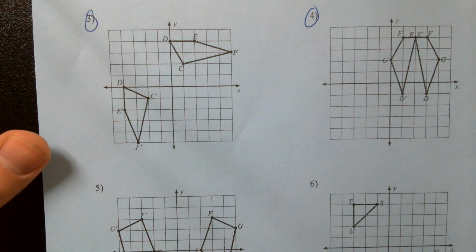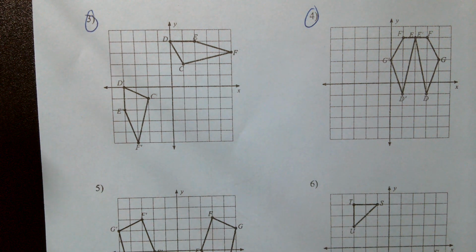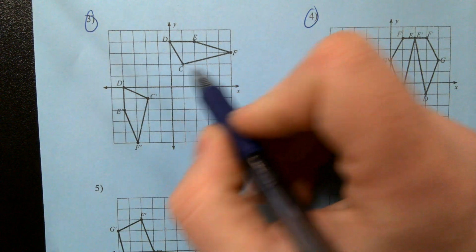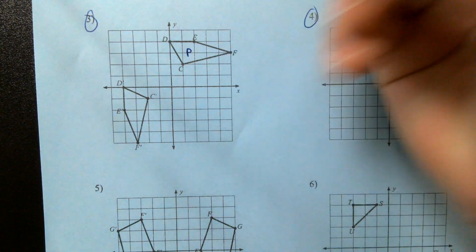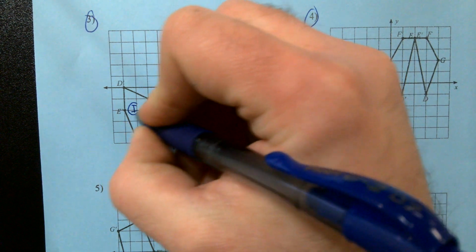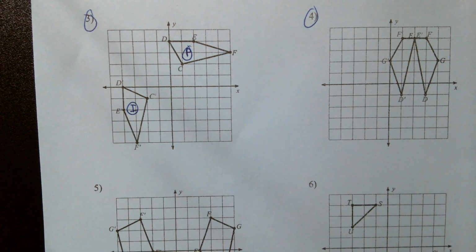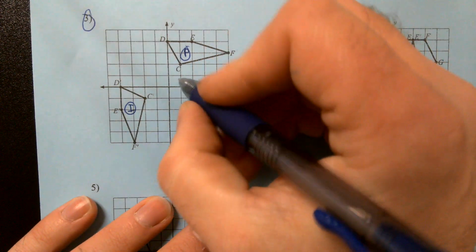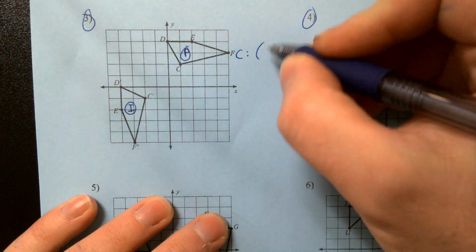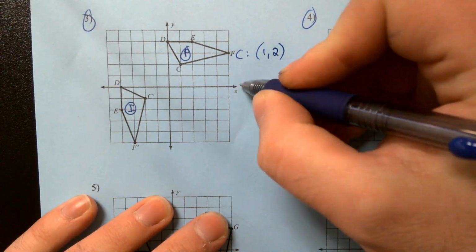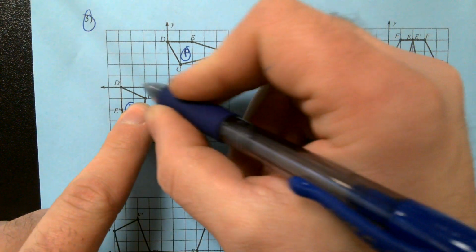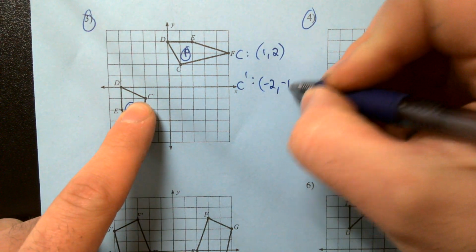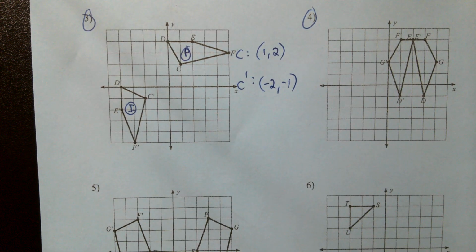What is my pre-image? That would be a good place for us to start, right? Where's my pre-image? On the top or on the bottom? On the top. How can I tell this is my pre-image? There's no apostrophes, right? So there's my pre-image, there's my image, right? Let's take a point. Let's do point C, okay? C is at 1, 2. C prime is at -2, -1, right?